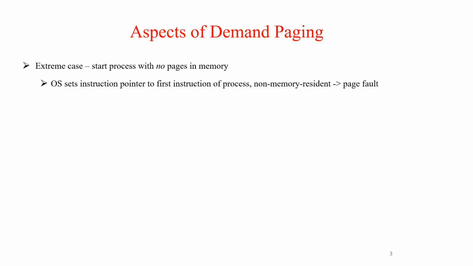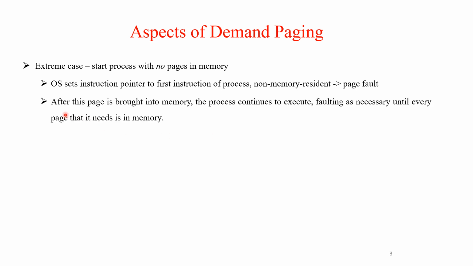Here are some aspects of demand paging. In extreme cases, we will start a process with no pages in memory. In that case, the OS sets the instruction pointer to the first instruction of the process, which is non-memory resident. That will end up in a page fault. If the page I want to execute is not there in the main memory, then it will raise a page fault.